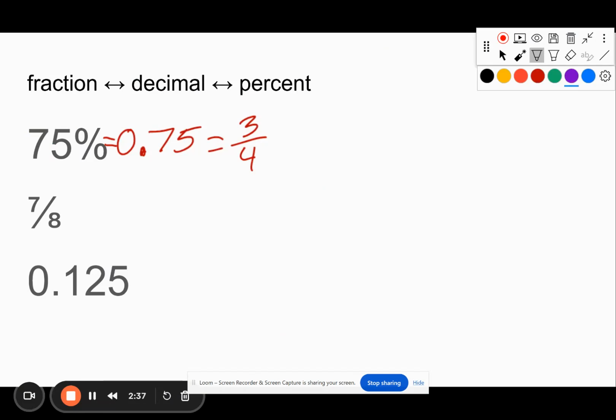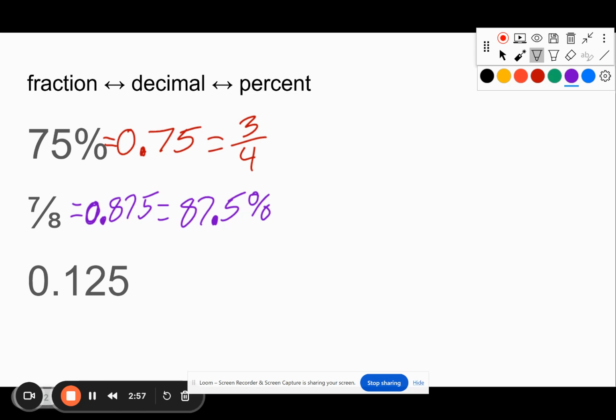This is equal to 0.875, which is equal to 87.5. And you must put the percent sign. If you just say 87.5, you'll have it wrong. I'd like for you to put this 0 as a placeholder so I know that is a decimal point there.